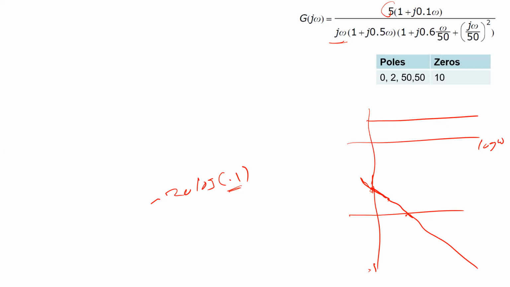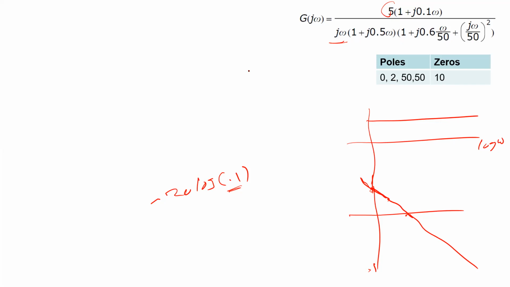Okay, the least value on the y axis. No, it depends on what you have. In this particular case, my first pole starts at 2. So my scale, I can start at 1, but usually I will take 1 decade before.